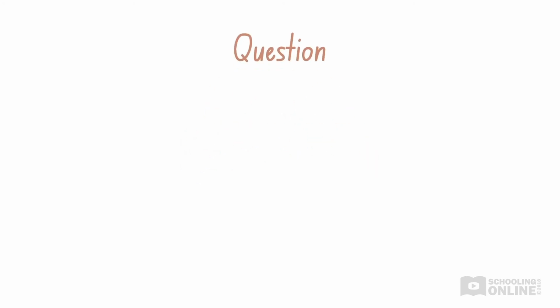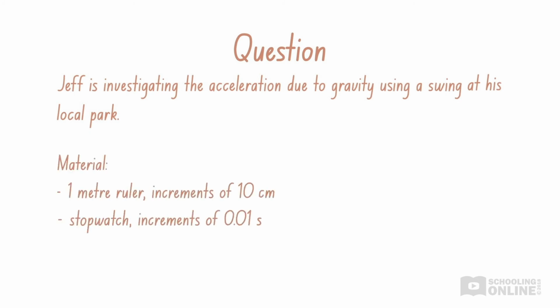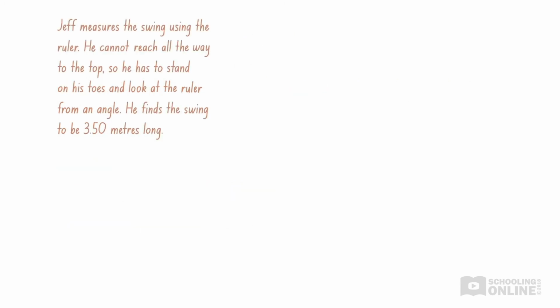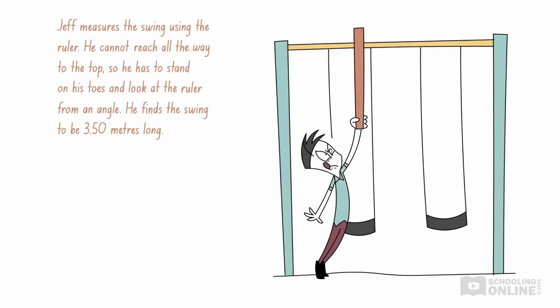Let's revise our understanding of this topic by looking at a sample question. Jeff is investigating the acceleration due to gravity using a swing at his local park. He is given the following material. Jeff measures the swing using the ruler. He cannot reach all the way to the top, so he has to stand on his toes and look at the ruler from an angle. He finds the swing to be 3.50 metres long.